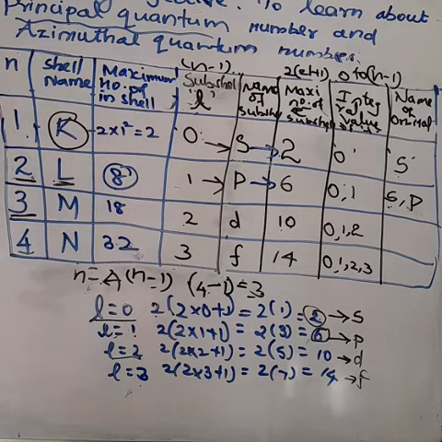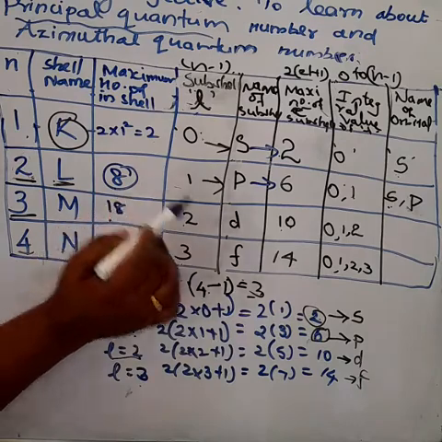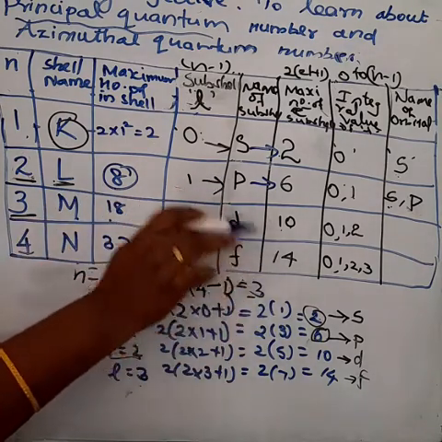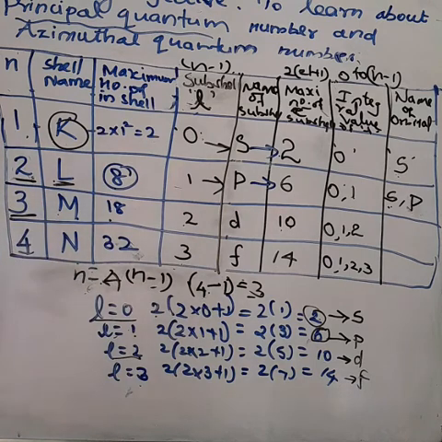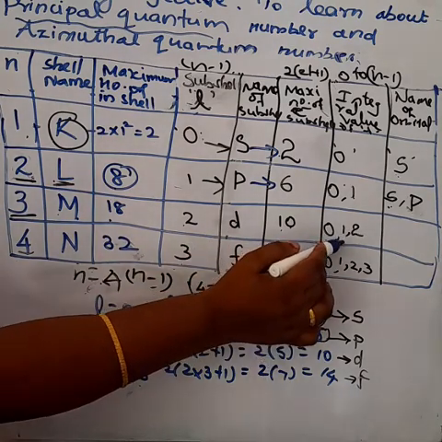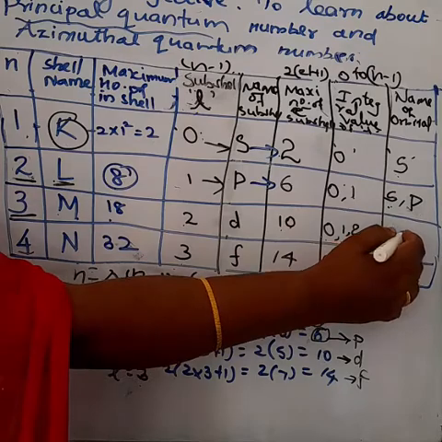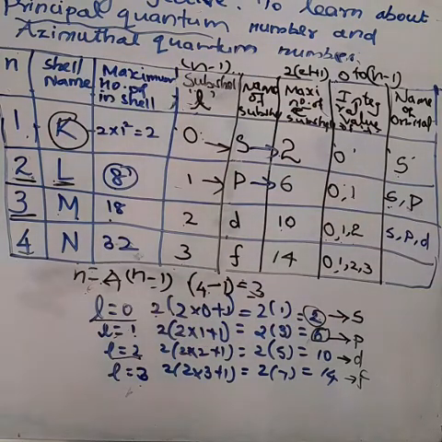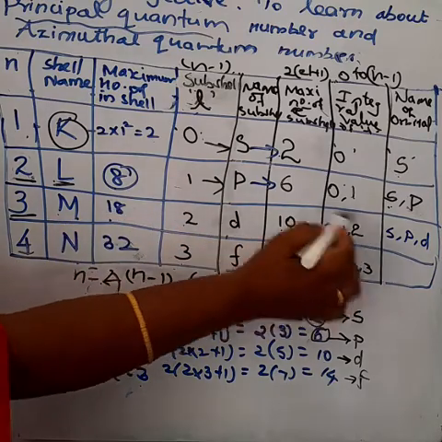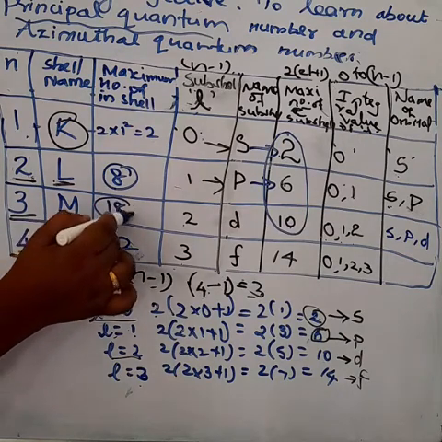Understood? And the third orbit, that is M orbit. We know a maximum of 18 electrons can be accommodated in the M orbit. The integral values of l present within the M orbit are 0, 1 and 2. 0 indicates s orbital, 1 indicates p orbital and 2 indicates d orbital. Understood? 2 plus 6 is 8, 8 plus 10 is 18. So a maximum of 18 electrons can be accommodated in the M orbit.